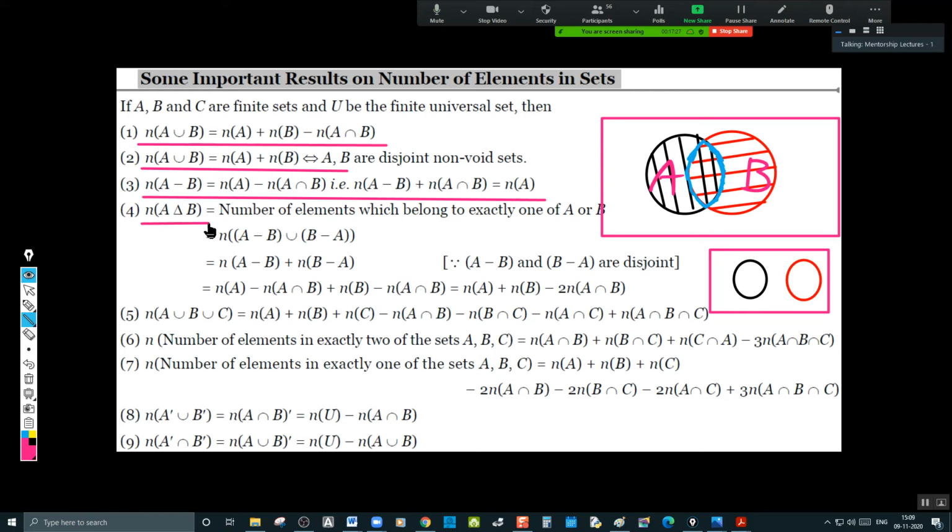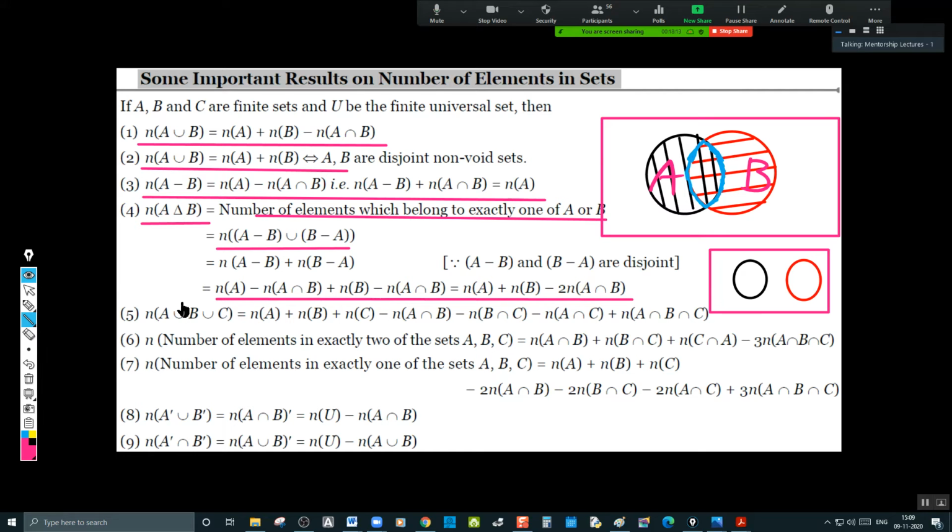Similarly, N of A delta B is the number of elements which belong to exactly one of A or B. That is N of A minus B union B minus A, so this is N of A minus B plus N of B minus A, because, as I already explained, symmetric difference is nothing but A minus B union B minus A. What does it mean? Only A plus only B is nothing but symmetric difference A delta B. In this one, nothing is common, and hence the union becomes plus directly. Otherwise you can write it this way also: N of A minus N of A intersection B plus N of B minus N of A intersection B, which is nothing but N of A plus N of B minus twice N of A intersection B.